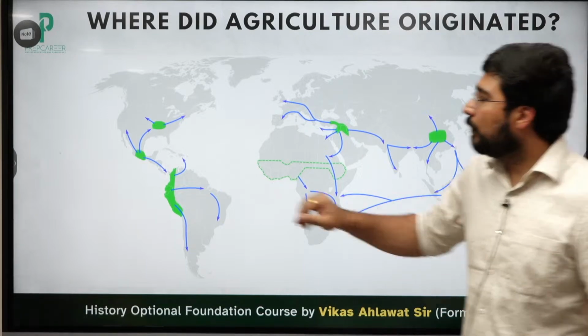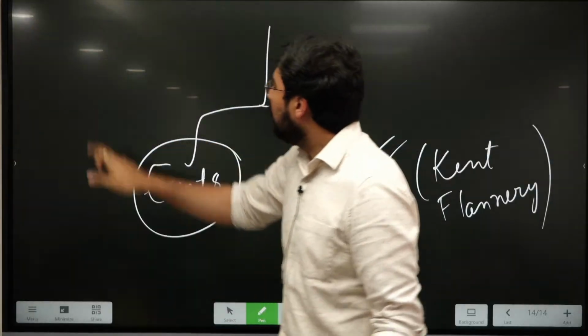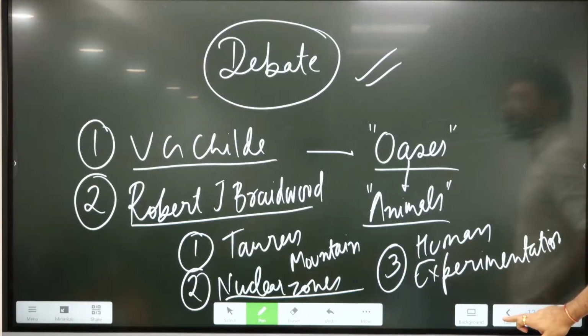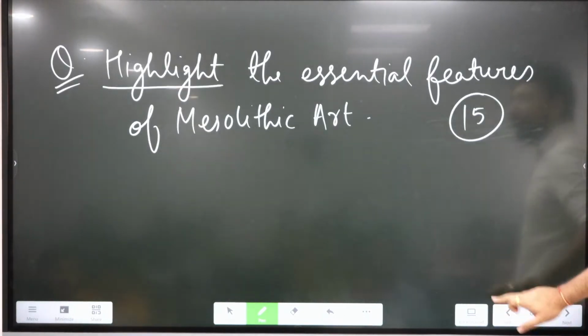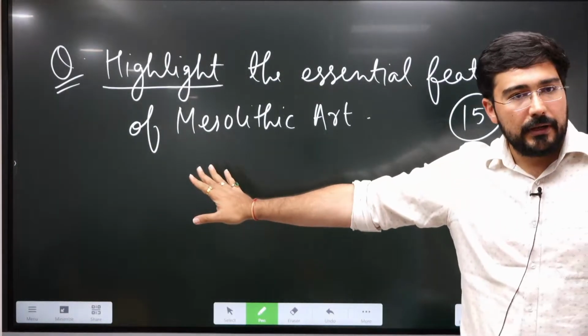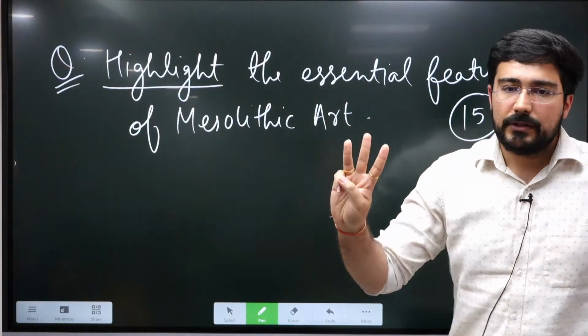I have given you one question for homework. Look, your answer writing has started. Now is the time where we start putting a bit of effort. I hope you can write the answer of this. 15 marks means 3 pages.